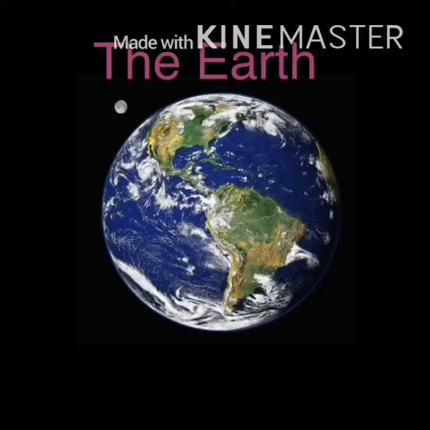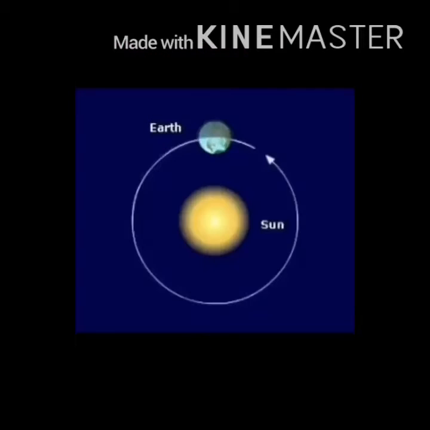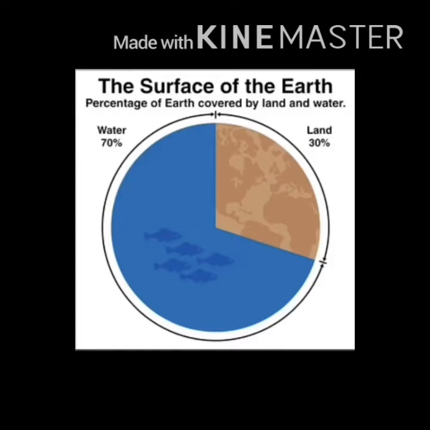We live on the earth. It is our home. We also know that it is a planet. The shape of the earth is round like a ball. And the earth goes round the sun and gets its light and heat from it. And as we all know, the earth is made up of land and water. There is more water on earth than land.